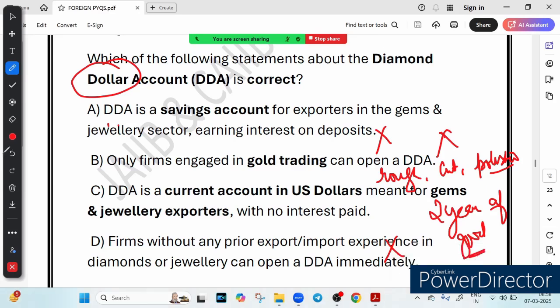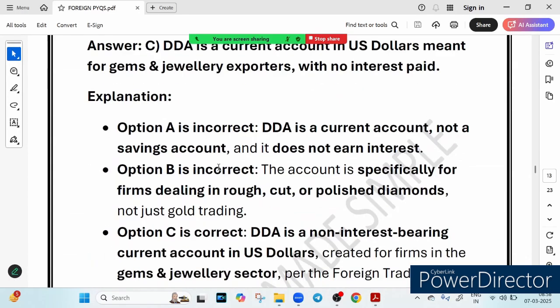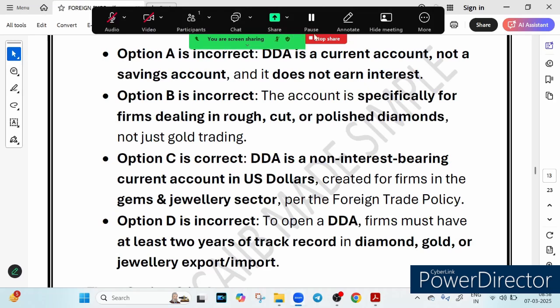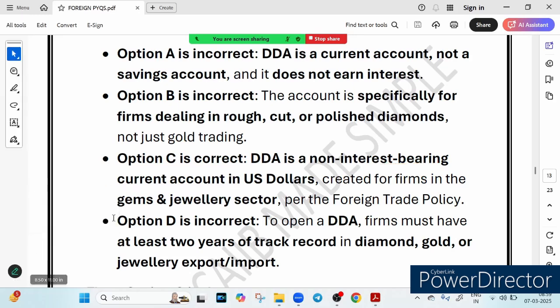Right, so let's summarize the points we have learned in this question. The first point is that DDA is a non-interest bearing current account in US dollar. It is available to exporters dealing in diamond and precious metal jewelry who meet eligibility criteria, like having at least 2 years of export-import experience. And DDA helps exporters avoid currency conversion cost by allowing direct dollar transactions. So currency conversion cost gets reduced. That is the main advantage of DDA.